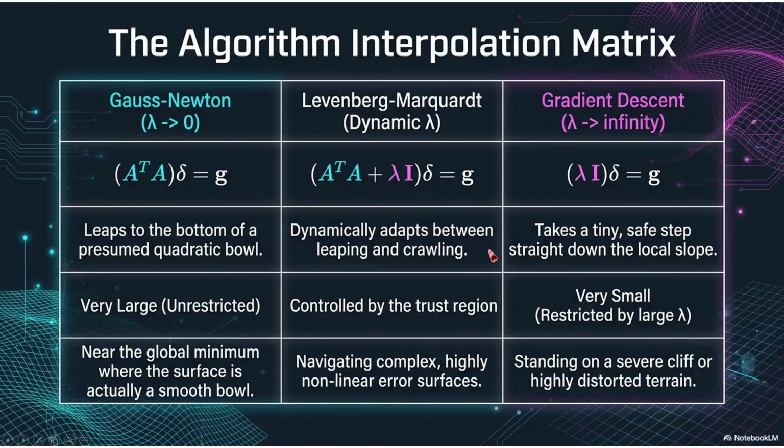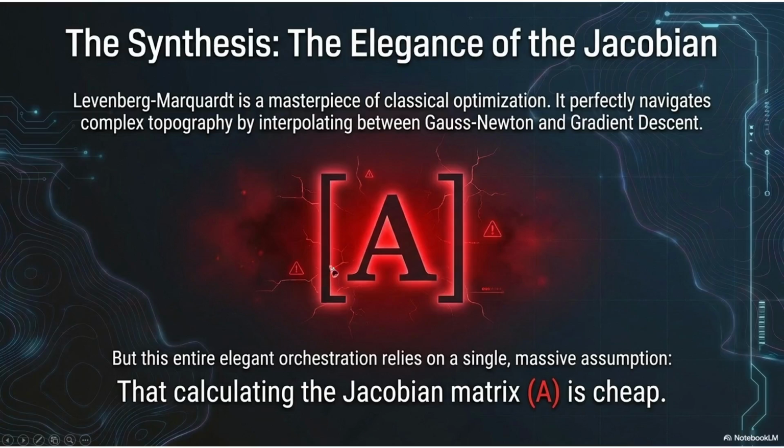So the algorithm creates a perfect interpolation matrix. Gauss-Newton leaps when the surface is smooth, gradient descent crawls when standing on a severe cliff, and Levenberg dynamically adapts between leaping and crawling to successfully navigate highly nonlinear error surfaces. So this synthesis is incredibly elegant, but there is a catch.